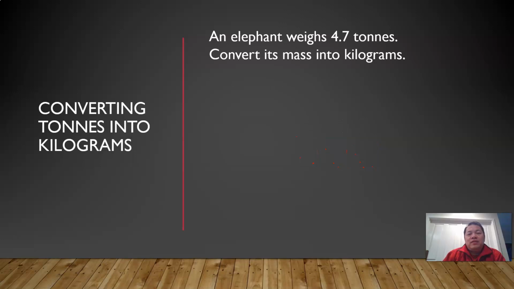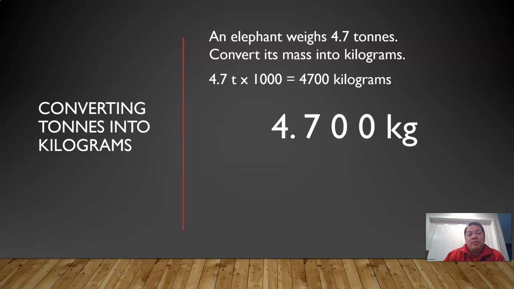So an elephant weighs 4.7 tons. Convert its mass into kilograms. Okay, so remember it's a bigger unit to a smaller unit. So now you have to times 1,000. Same thing, you have to move the decimal 3 places. That's how you get 4,700 kg.